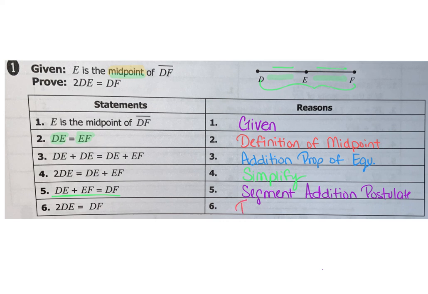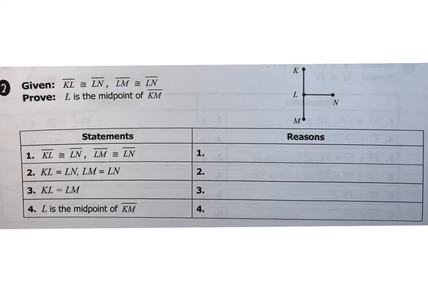Transitive property tells me I can go from the first to the last. That's the law of syllogism that we did with reasoning, all right? And now I have actually proven what they wanted me to prove. I've proven that 2 of my line segments DE will equal the line segment DF when I add up their measurements. All right, let's look at this one.